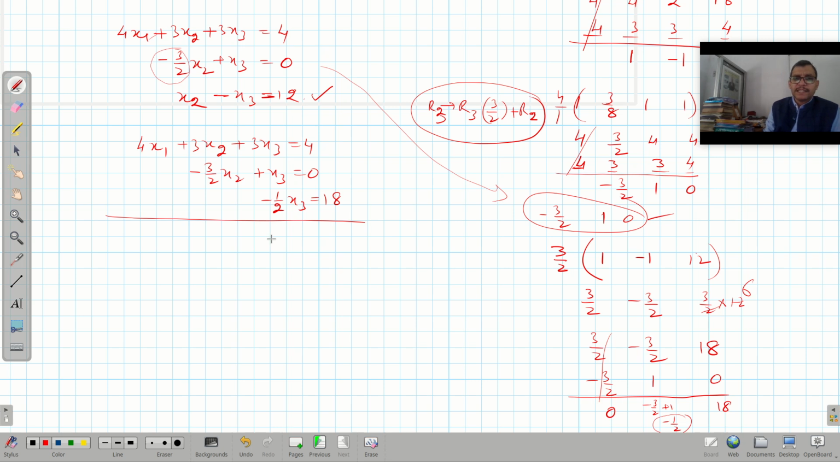So what we are getting, that x3 is equal to, from here I can calculate x3 equal to 18 into 2 by 1. So it is minus 36. It is minus 36. We are getting it here.